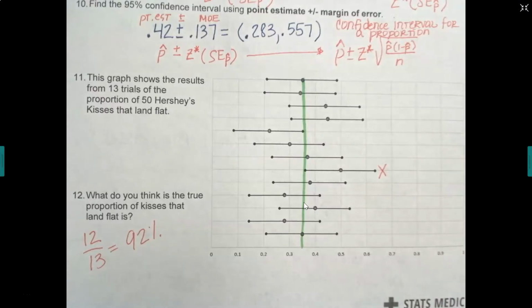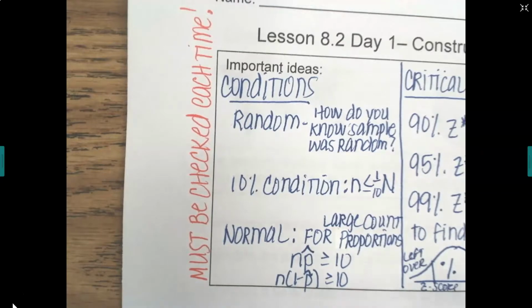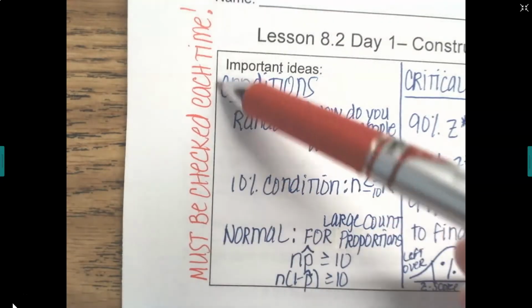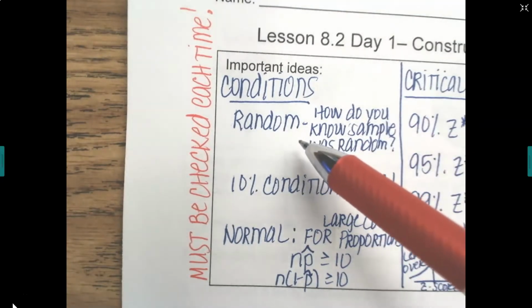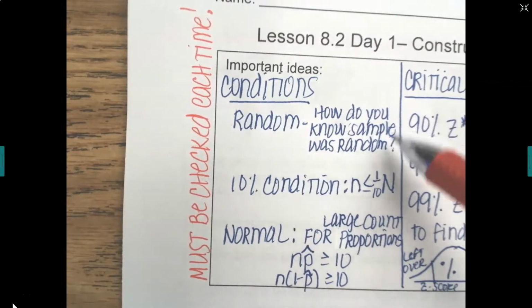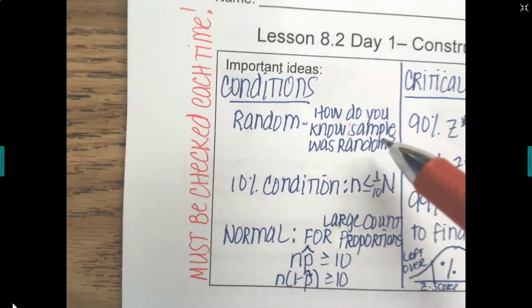Let's flip over and formalize some of the stuff that I want to be sure that you take away. All right, the first thing are these conditions. They must be checked each time. Otherwise, we can't do any of these calculations, okay? You have to make sure that they're random. How do you know that they're random? Does it say a random sample was taken? The problem will give us some indication. You have to check that because without random, we cannot infer back to the population, and that's the whole purpose of the confidence interval.